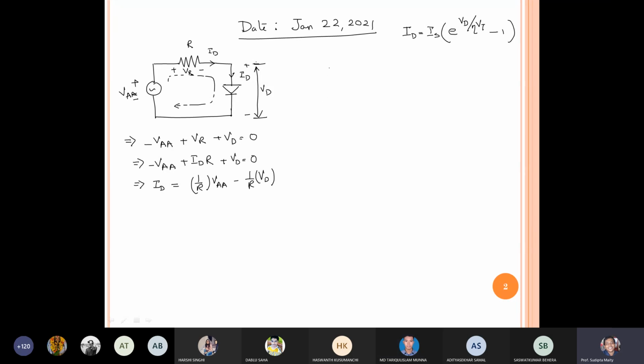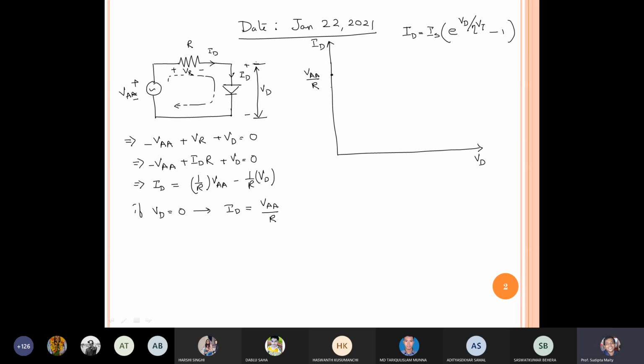Now this is the voltage VD across the diode, and this is my current ID. If Vd equal to 0, then what is the value of Id? Id equal to VAA by R. Suppose this is the point corresponding, so this is VAA by R. Is it clear?